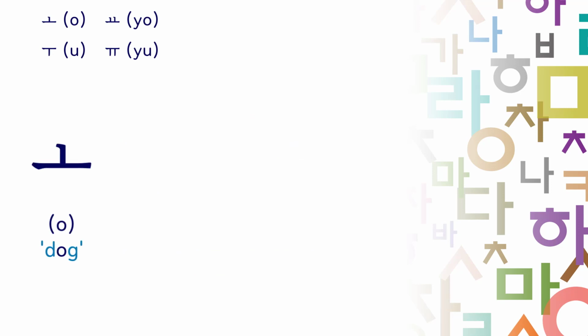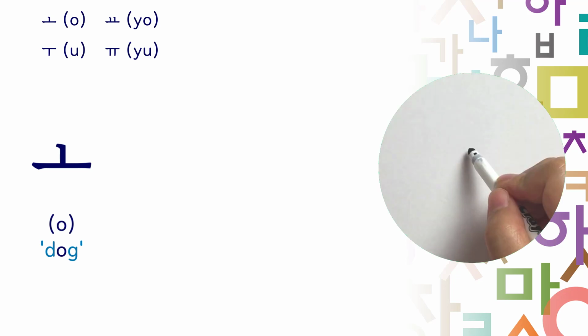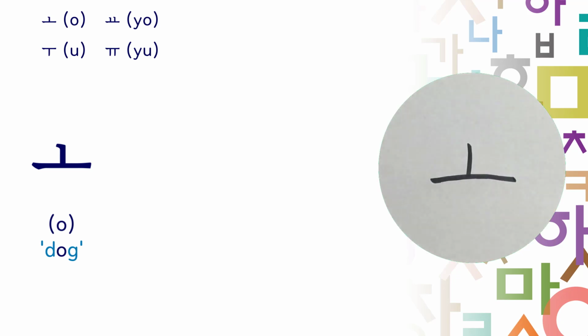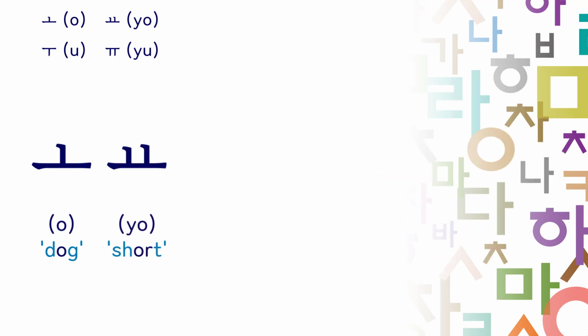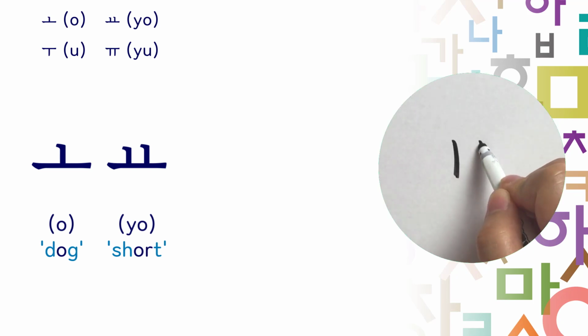First, this horizontal bar with a dash pointing up is or, similar to the vowel sound in the word dog. Or is written like this. Then we have the y-glide vowel with an extra dash, and this is your. Your is written like this.